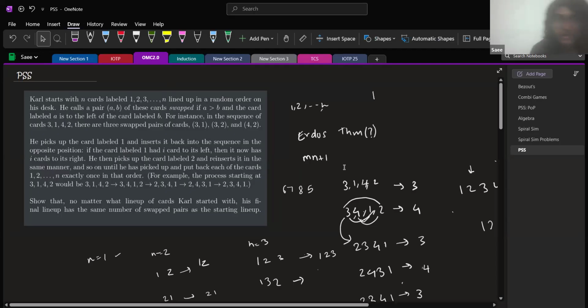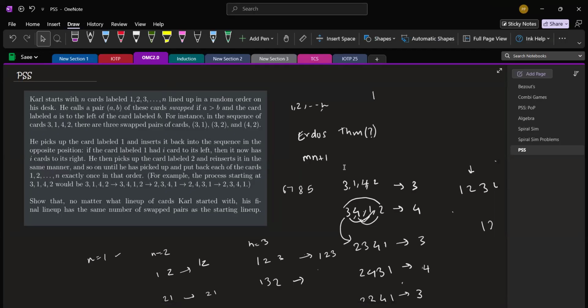Sorry, ask the question again. Wait, no, so then n plus i. For every i, you're changing it to n plus i. Yeah, you're adding n because you want it to become the largest now. No, I was talking about the number of inversions, not the number itself. The number of inversions in each step is not changing, no.